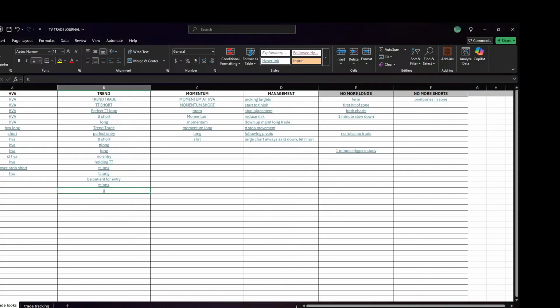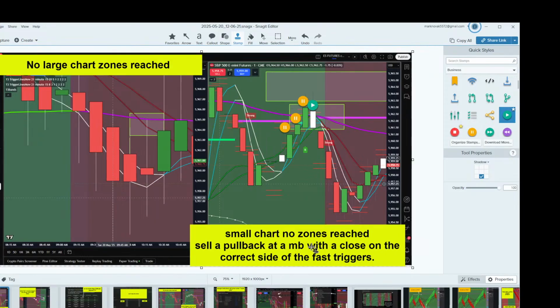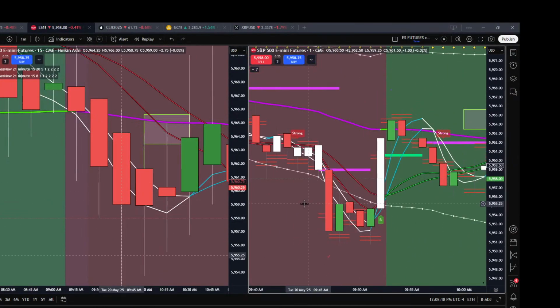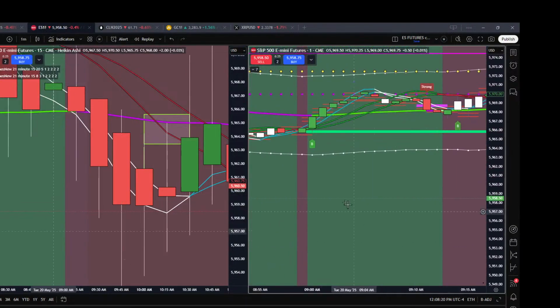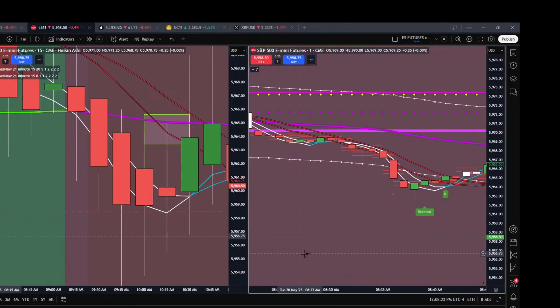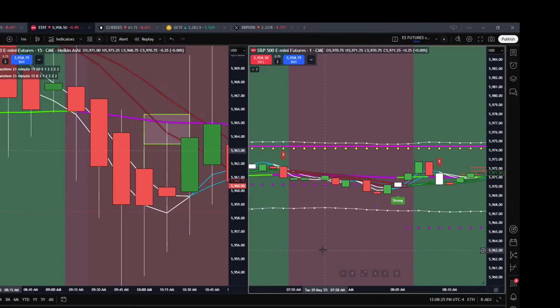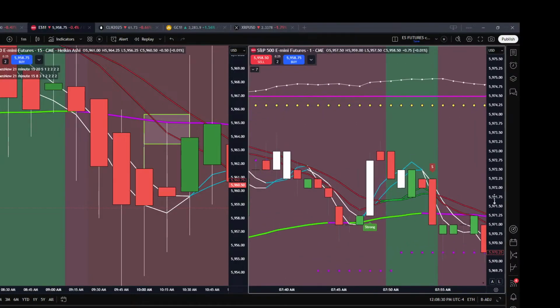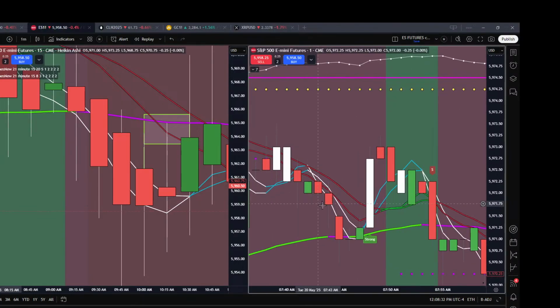So one thing you want to do, don't make up rules. It's a close on the correct side of the small triggers. I don't care what color the bar is. If it closes on the correct side of those triggers, that's my trade. And we'll see if we can find another mid-band look. And here's a good example. It pulls back to the mid-band. You don't want to fight those.